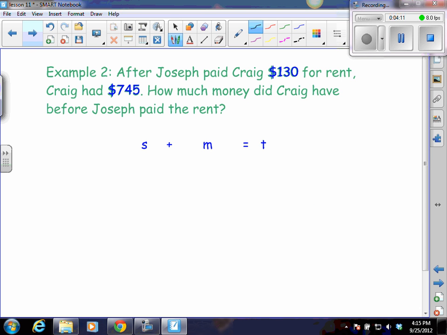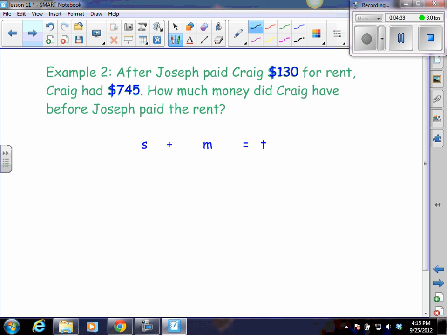Another example. Once again, we're going to follow this combining formula. It says after Joseph paid Craig $130 for rent, Craig had $745. How much money did Craig have before Joseph paid the rent? As we look at this problem, we can clearly see the idea of combining is going to fit into this.